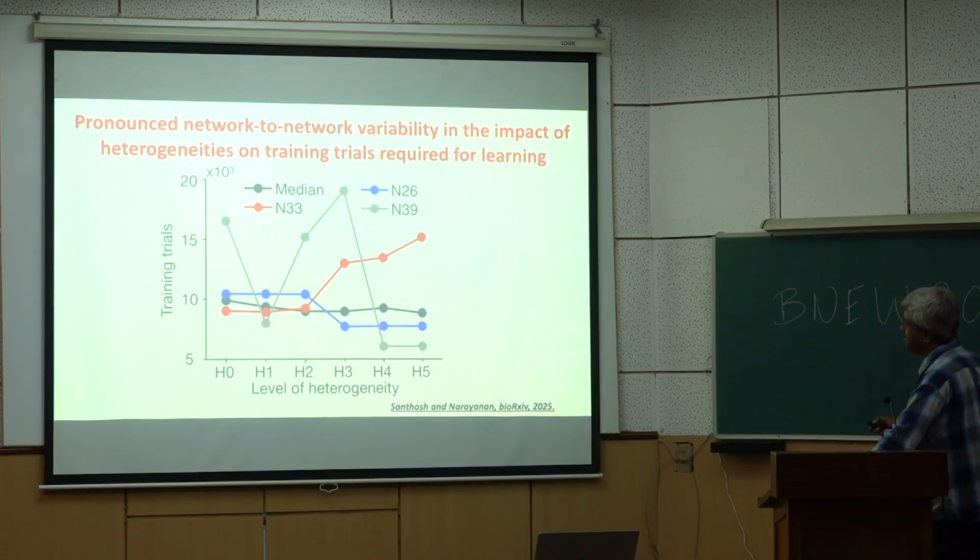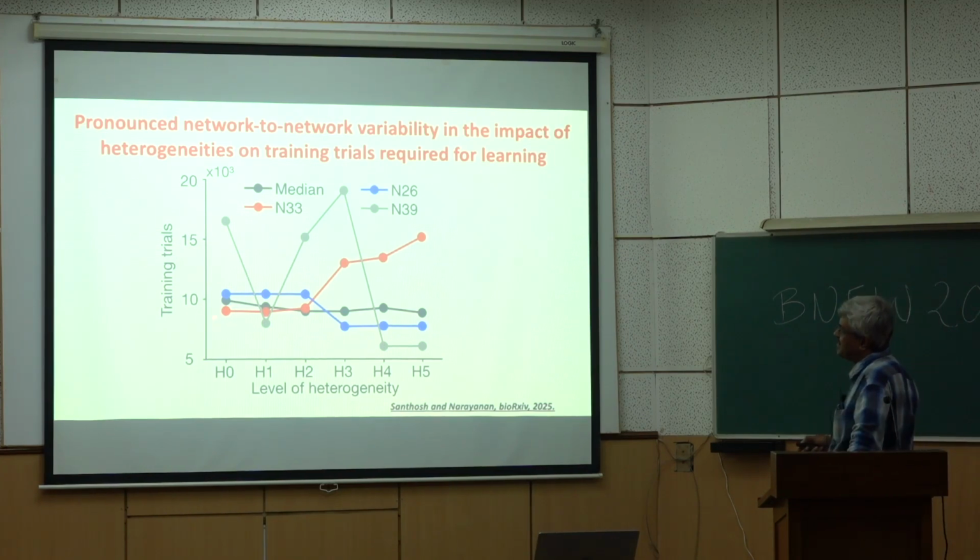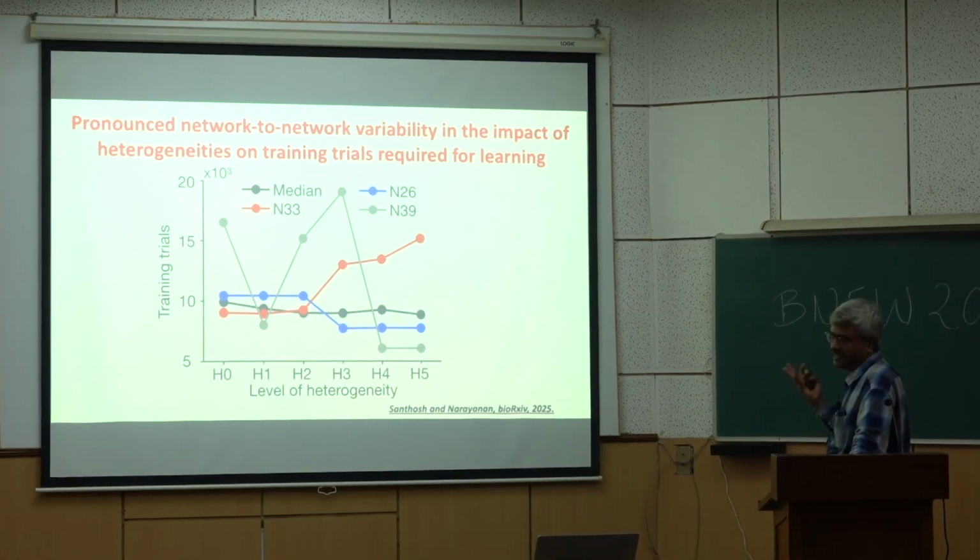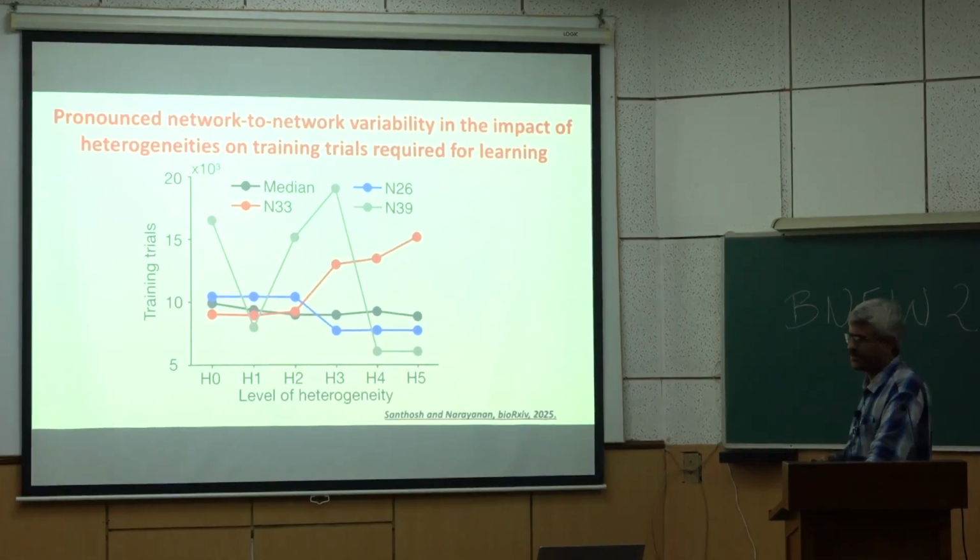So if you look at network 33, if you had just used this particular network, you would have concluded that the number of training trials is higher when you have heterogeneities as opposed to having no heterogeneities. If you looked at the blue network, which is N26, there you see that if you have more heterogeneities, then the number of training trials is lesser. And if you look at N39, you would say that there is no relationship whatsoever between heterogeneities and training performance.